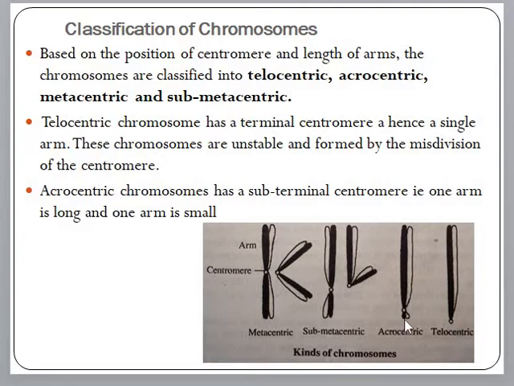In acrocentric chromosomes, the location of the centromere is subterminal, just closer to one end of the arm. One arm of the chromosome is too large and the other is too small. This kind of chromosome is called an acrocentric chromosome.